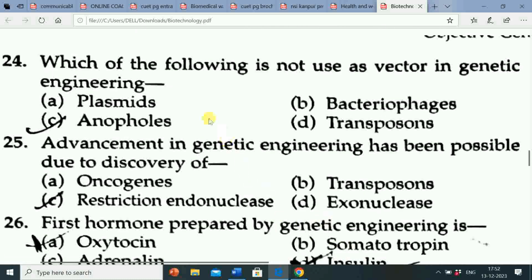The next question is: which of the following is not used as a vector in genetic engineering? Option A plasmids, option B bacteriophages, option C anopheles, option D transposons. So the correct answer is option C, anopheles. Anopheles is not used as a vector in genetic engineering.